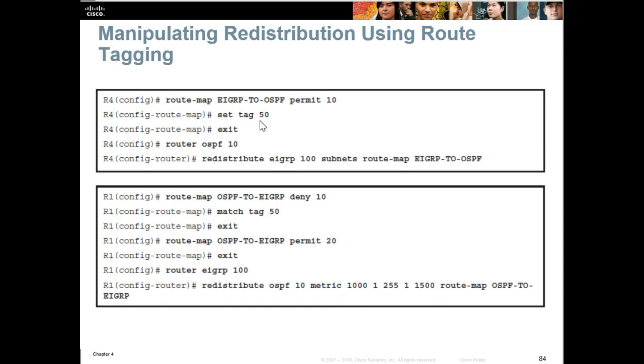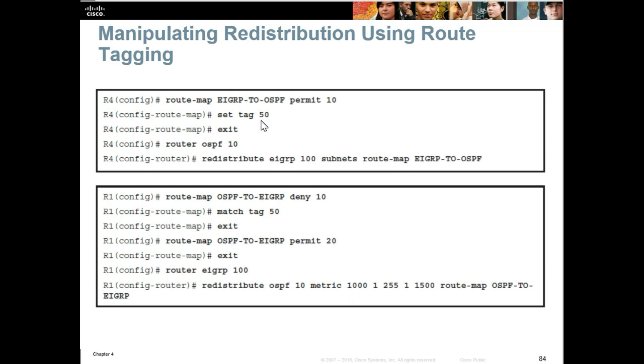value is 50. Okay, and then we redistribute all the EIGRP networks into the OSPF. Okay, however ada action lah, ada set action. Okay, set action refer kepada EIGRP to OSPF. Okay, so hanya ada satu je, sequence number 10, which is set a tag of 50.